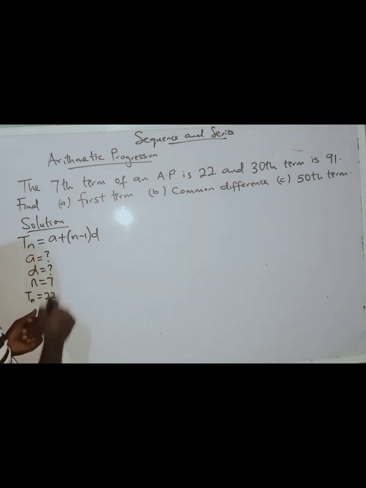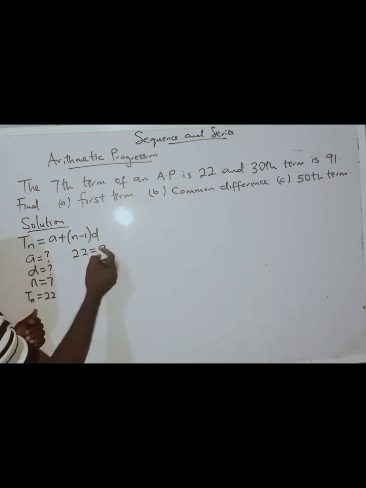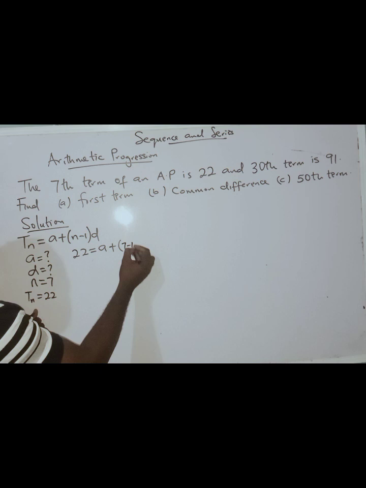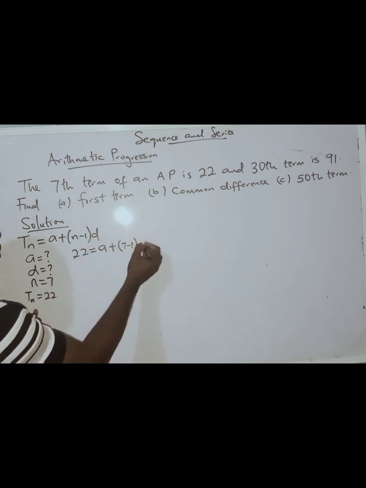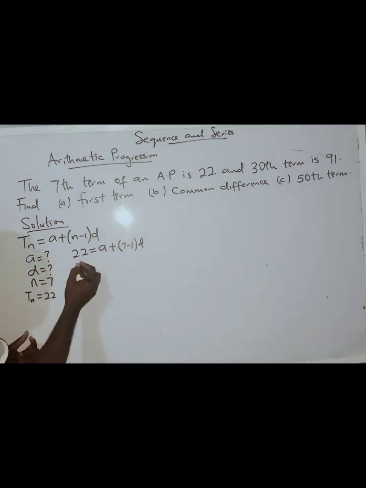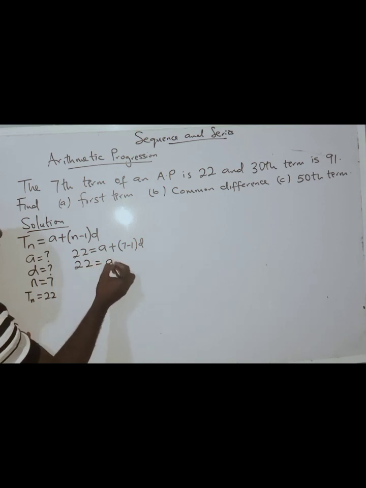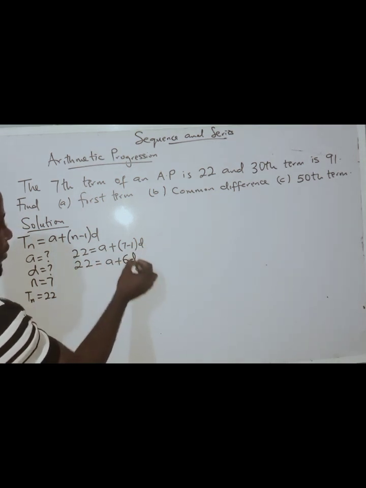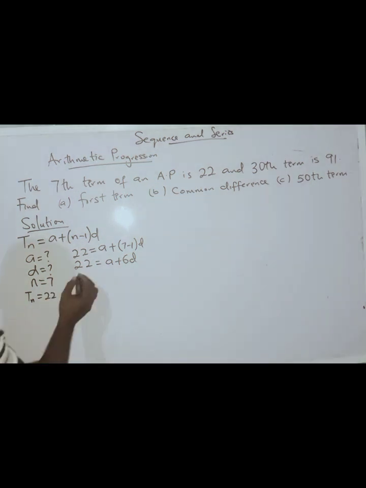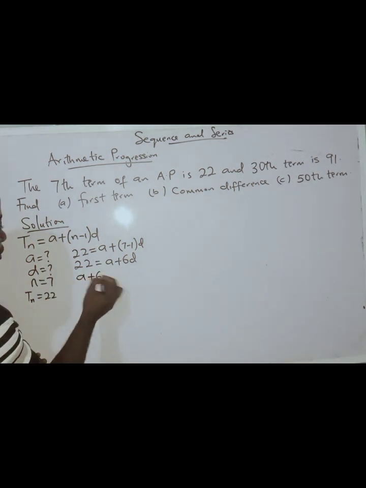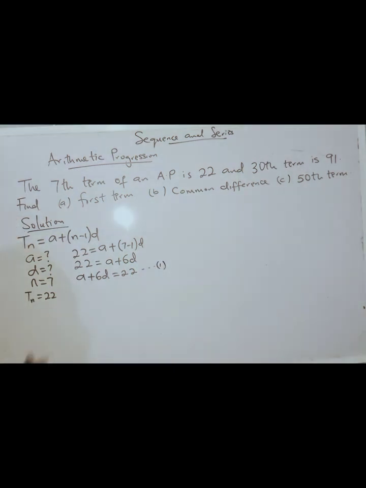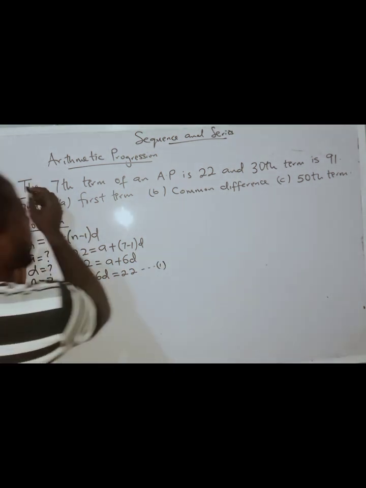Now let me interpret this. I will now say Tn, which is 22, equals A, which is unknown, so I'm going to write my A like that, plus n, which is 7, minus 1, times d, which is also unknown. So I'm going to have 22 equals A plus 6. 7 minus 1 is 6, so 6 times d is 6d. Then I can write this as A plus 6d equals 22, and this is going to be my equation 1. So I'm done with the interpretation of this.